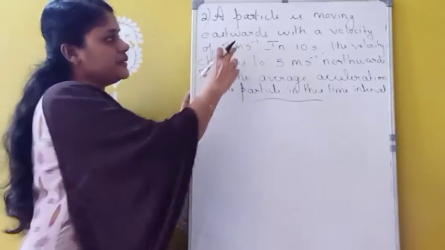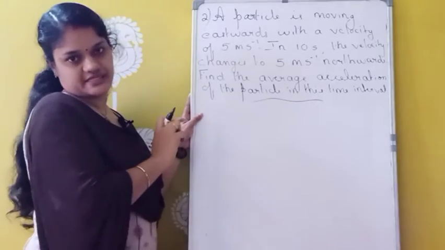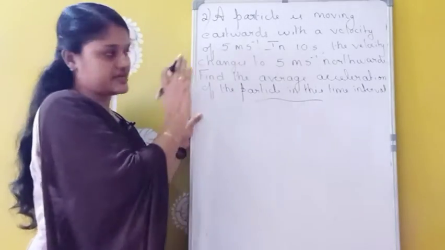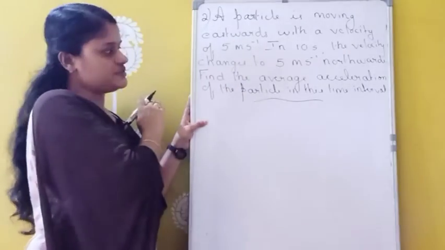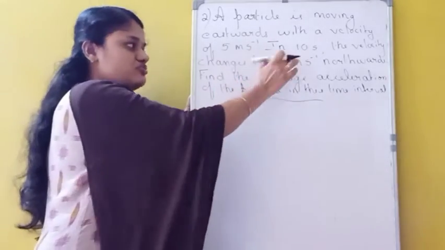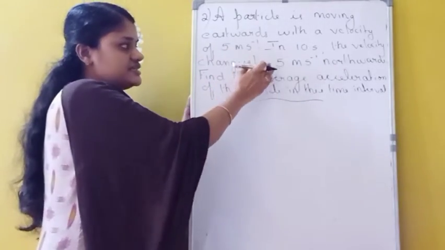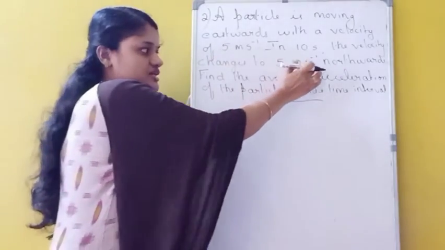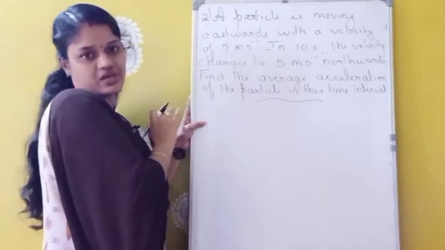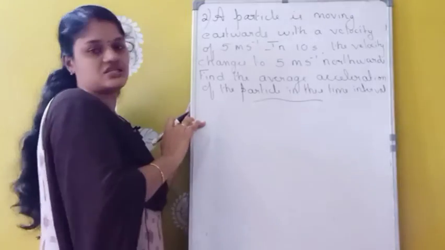Second problem. A particle is moving eastwards with a velocity of 5 meter per second. In 10 seconds, the velocity changes to 5 meter per second northwards. So after 10 seconds, the particle is moving in the northward direction with velocity 5 meter per second. Find the average acceleration of this particle in this time interval.